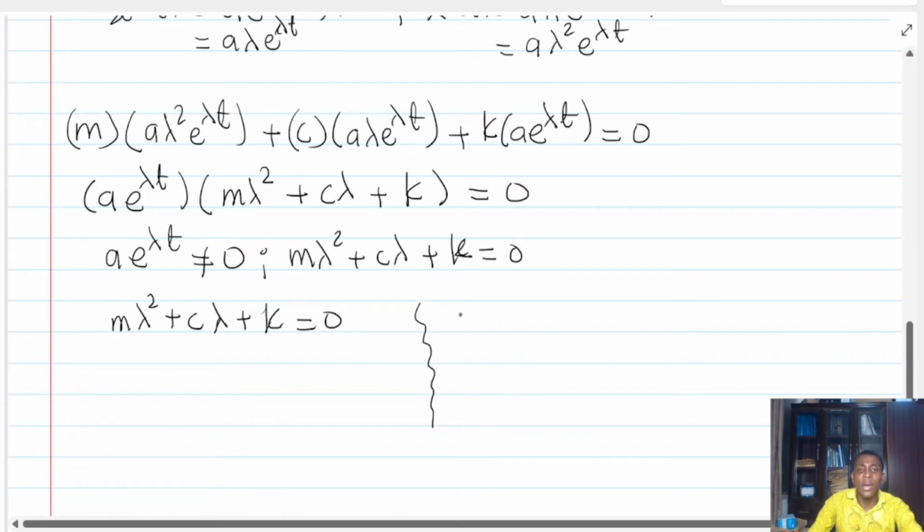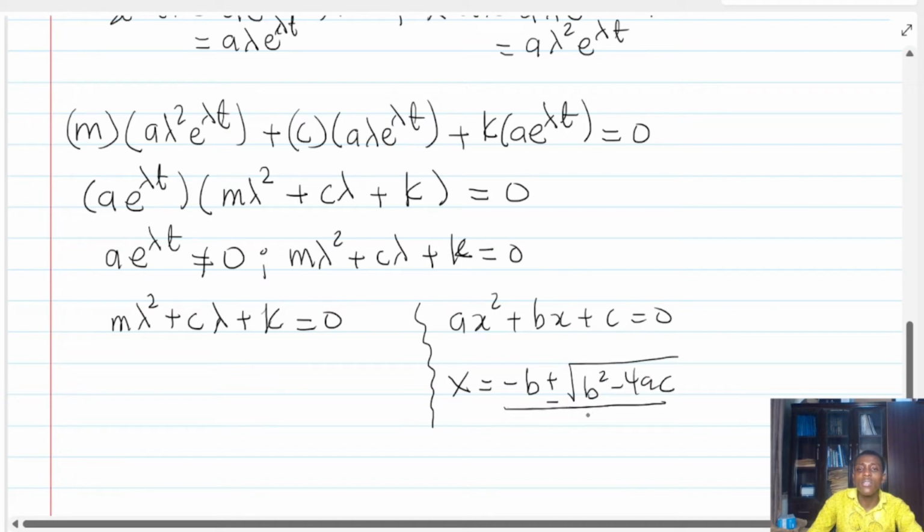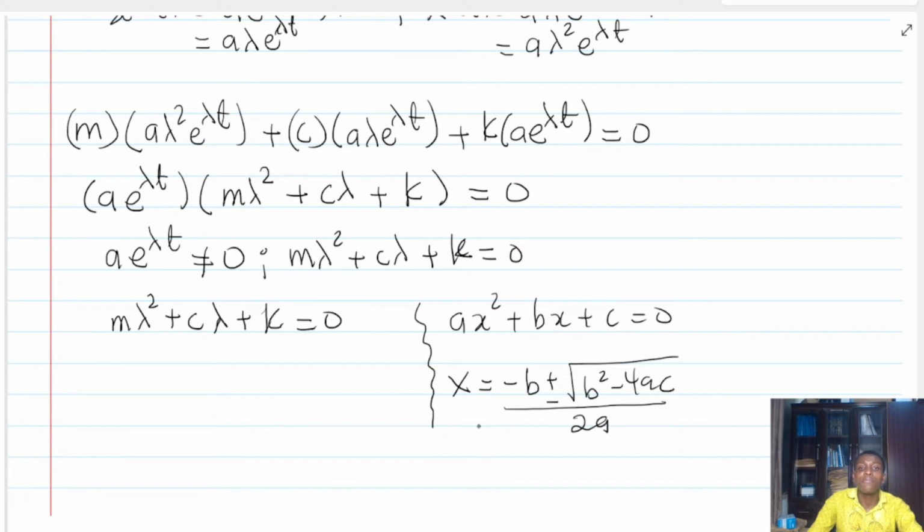So let's have a quick recap. If I have ax squared plus bx plus c equals 0, then the root is x equals minus b plus or minus the square root of b squared minus 4ac, all divided by 2a. This is what you did in your math class so many years ago. Now it is time to apply it here.